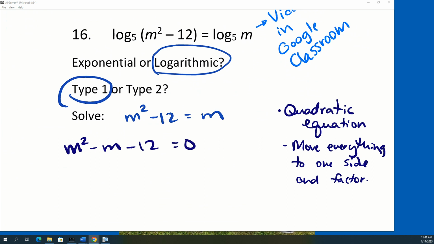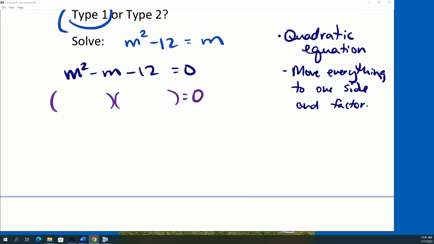All right, and then this one is just a factor, normally trinomial. So I need to get m squared, so it's going to be m and m. And then this tells me that my signs are different. So I'm going to have one plus and one minus. Then I'm going to need numbers that multiply to give you 12 and subtract to give you 1, or basically negative 1. So that's going to be 3 and 4. And because I want negative 1, I need to make the bigger number negative.